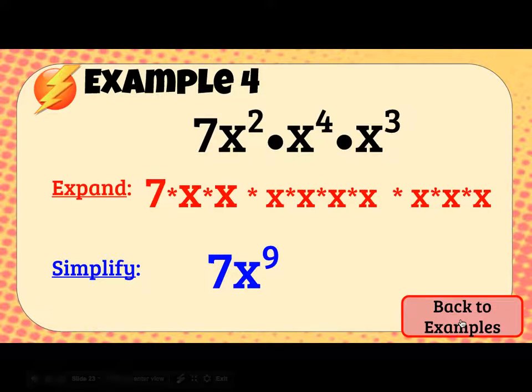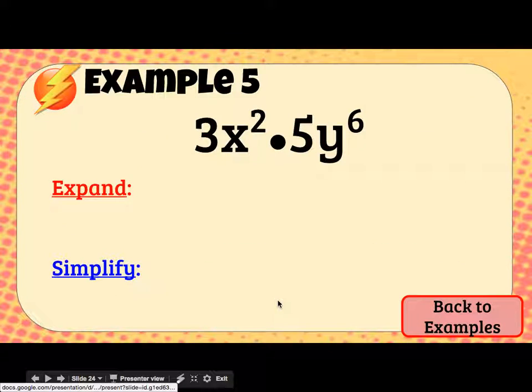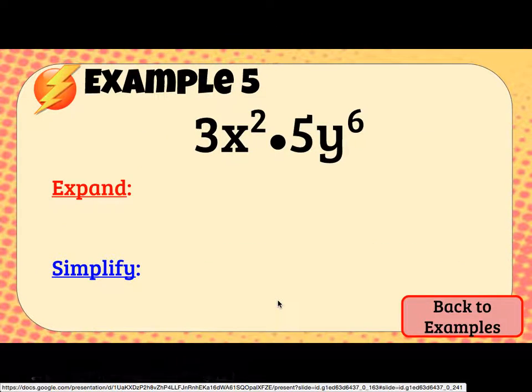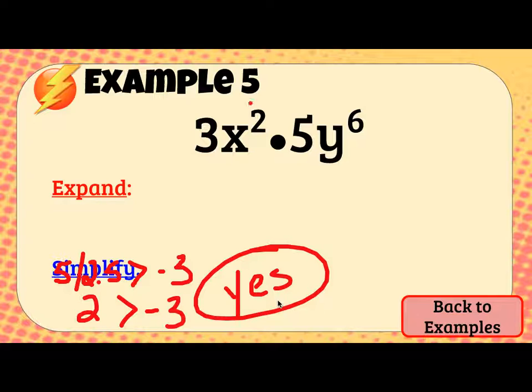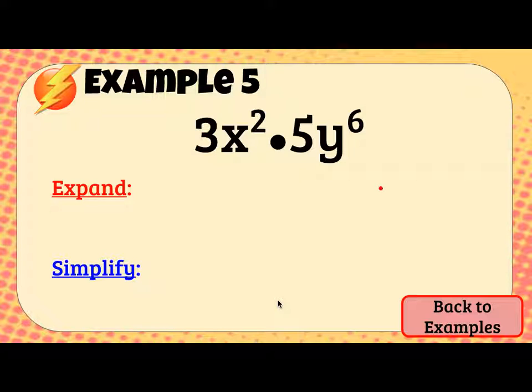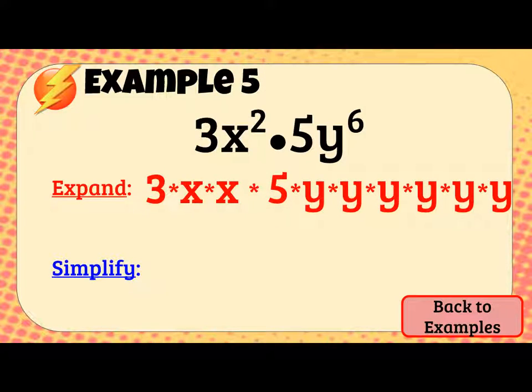Okay, the last example looks like this. It's kind of similar to that other one that we did, and we have to think to ourselves, we've got 3x squared times 5y to the 6th. So what is that squared attached to? The x, or is it attached to the 3x? So really it's just attached to the thing right before it, so it's just attached to the x. So it looks like this: 3 and then 2 x's and then a 5 with 6 y's right after that.